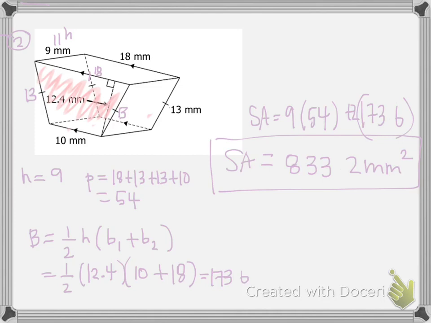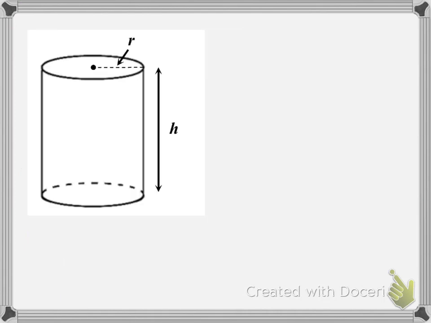All right, cylinders are going to be our next figure here. So this is a cylinder. All right, so cylinders, you're going to have to get your lateral area as well. And so your lateral area is going to be 2 times pi r times your height.